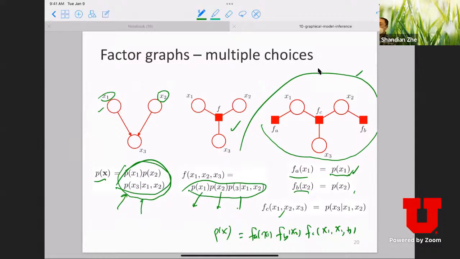Now, any more questions regarding the definition of factor graphs? Because our sum-product algorithm will be described based on factor graphs. Okay.